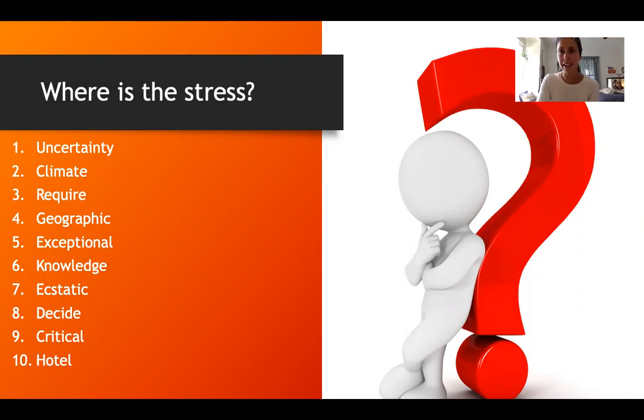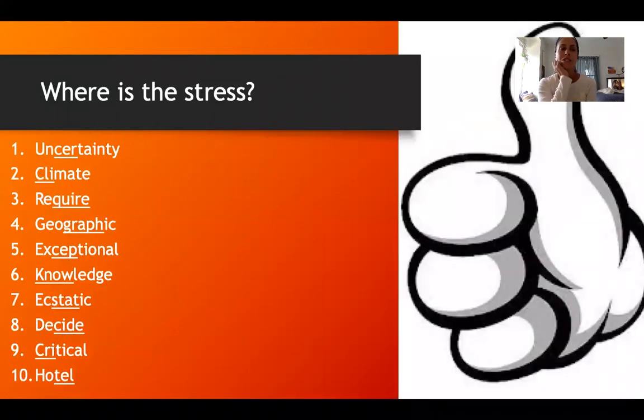Okay, so here are the answers. So we have uncertainty, we have climate, we have require. Now, you might look at require and say, Emily, there are 3 vowels here, but we're thinking about vowel sounds, right? Not just the vowels. So the E at the end of require is silent. And qua, the QU, that's one sound. That's called a diphthong. We've learned about this. So this is one syllable.